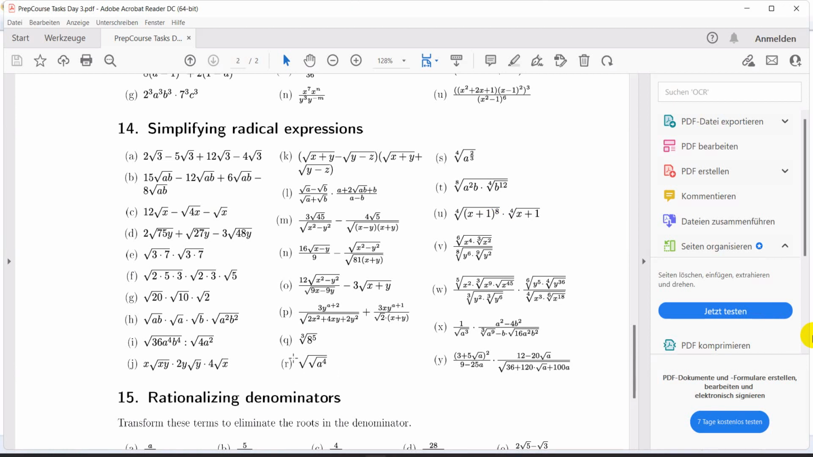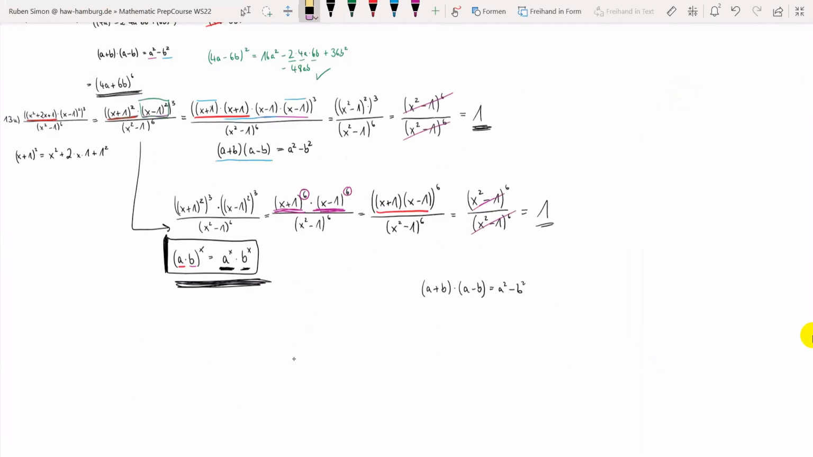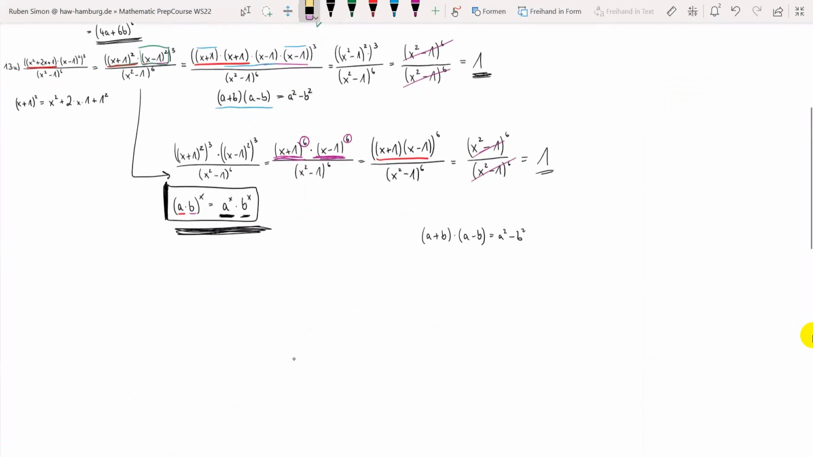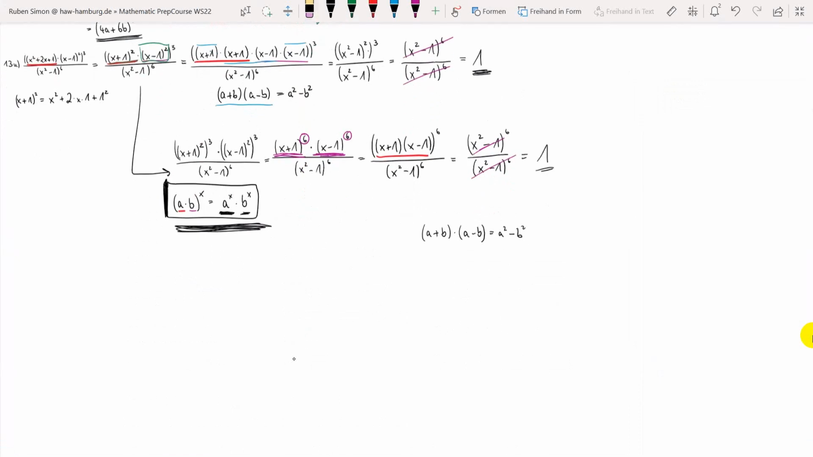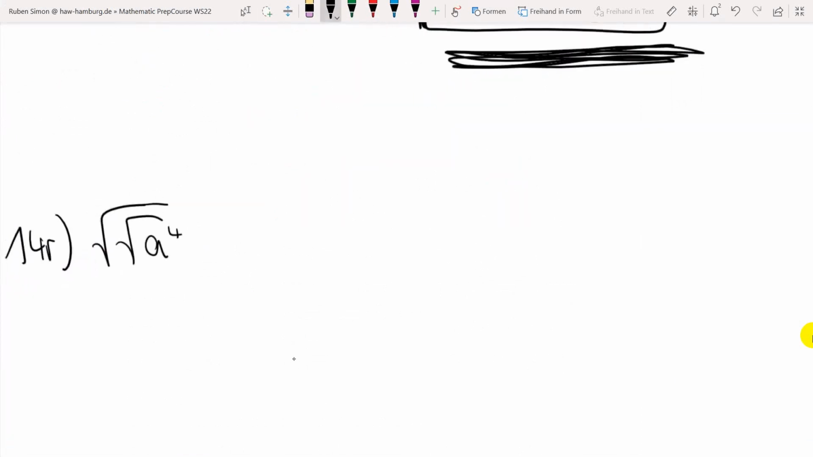So task number 14R, which is just the square root out of the root of a to the power of 4. So yeah, why does this show up in this task set at this position? A quite difficult task, although it does not look like it. So why could this be a difficult task?